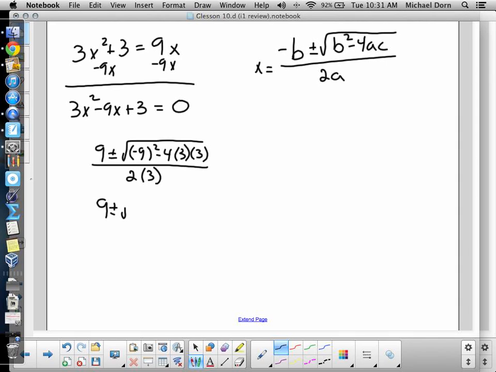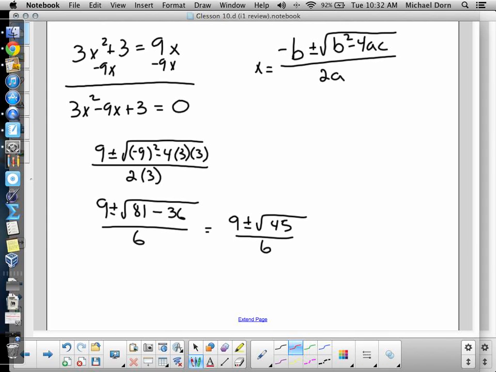That's 9 plus or minus the square root of 81 minus, what is that, 36? Over 6. So that's 9 plus or minus the square root of 45 over 6. And that would probably be good enough for my answer, but we can simplify that.